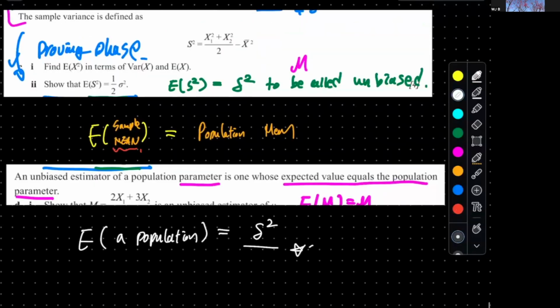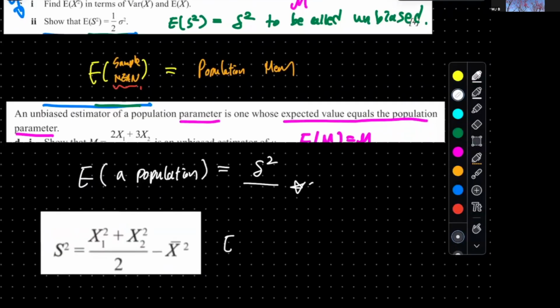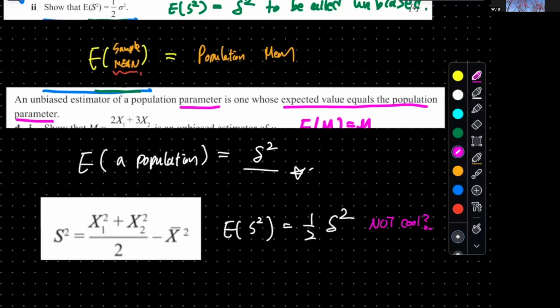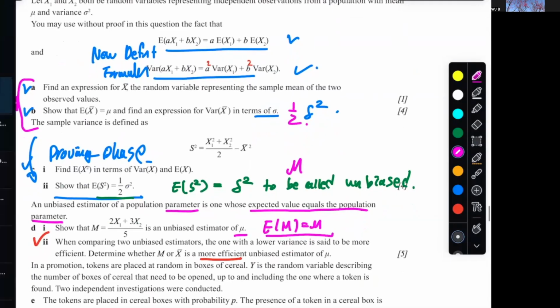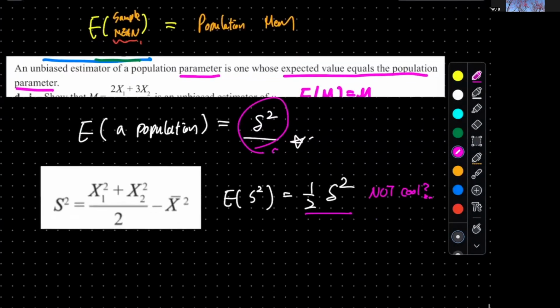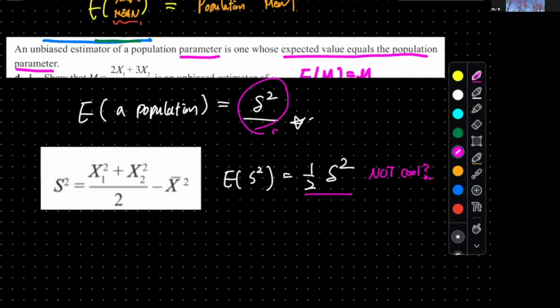And now the sample variance is defined as such, but we saw the expected value of S square was 1 over 2 sigma square. And that's not cool because I'm supposed to have the population variance. So let me check back actually. X1, I mean, it was a 1 over 2, I believe, right? So you've got to multiply by 2 because I want to get sigma square. So I want the expected value of 2 times S square to give me sigma square.